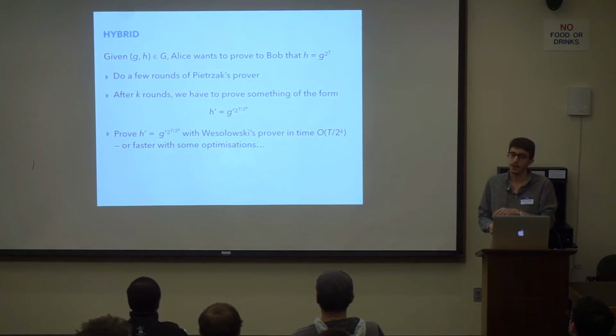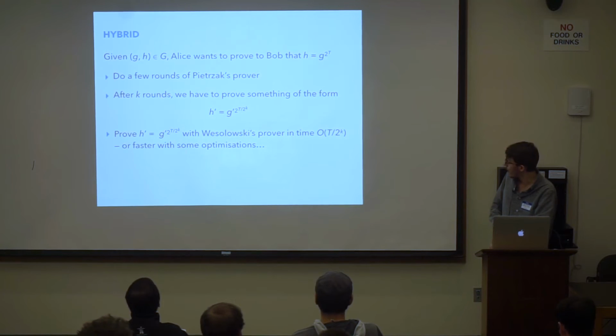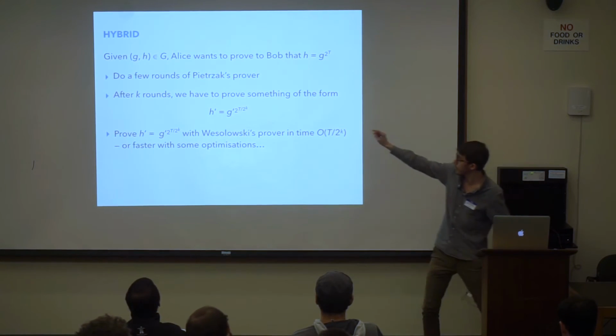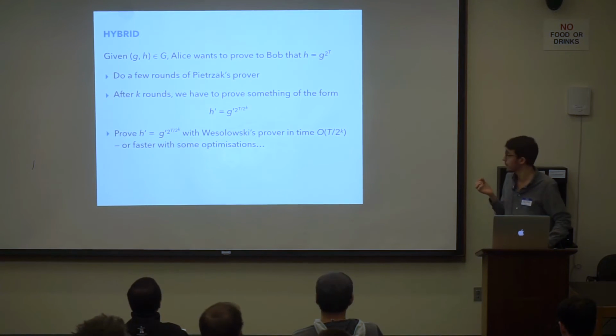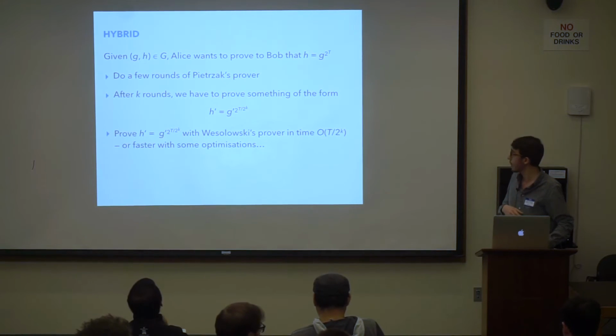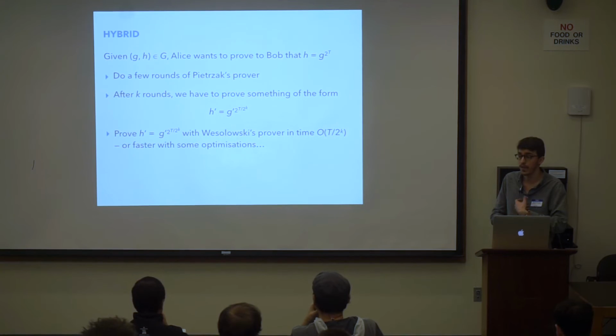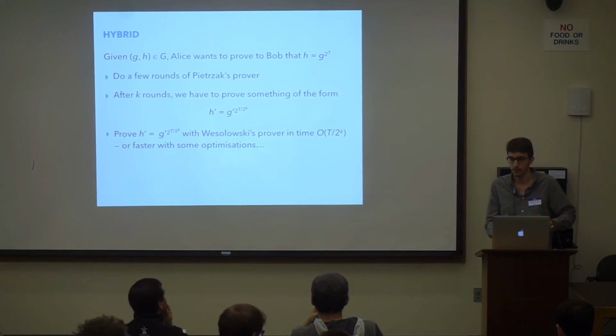But then instead of continuing with your Pietrzak proof until you reach a statement that is trivial to prove, you stop there and you use a Wesolowski prover, which can produce a proof for this statement, which is only one group element, and can be computed in time big O of the length of the statement, t divided by 2 to the k. Or faster if you're using some optimizations with pre-computed values.